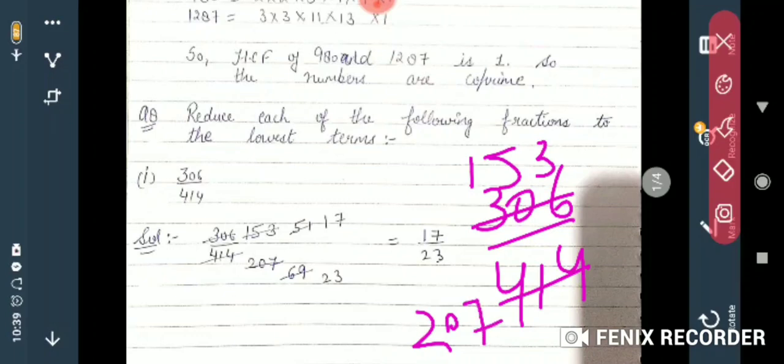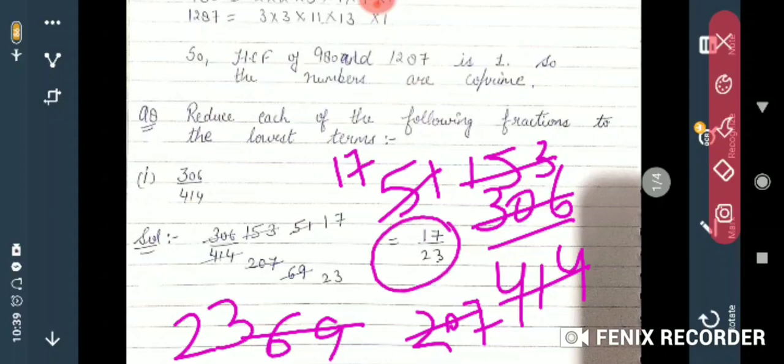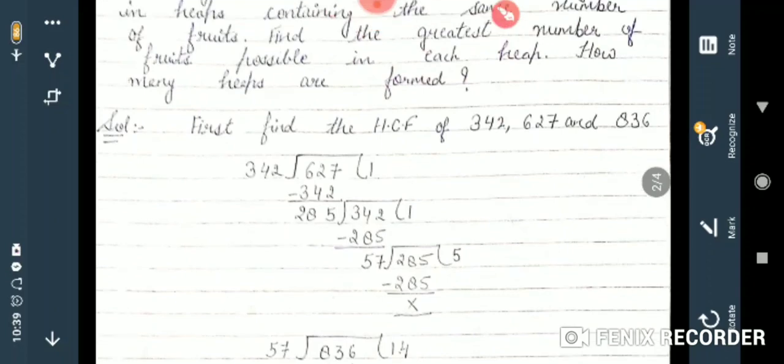Again, by which number can you divide? 3 5s are 15, 3 1s are 3. Then again the denominator will be divided by 3 only. 3 6s are 18, then 3 9s are 27. Then 3 1s are 3, 3 7s are 21. Again 3 2s are 6 and 3 3s are 9. So what will you get? 17 upon 23. Next question.